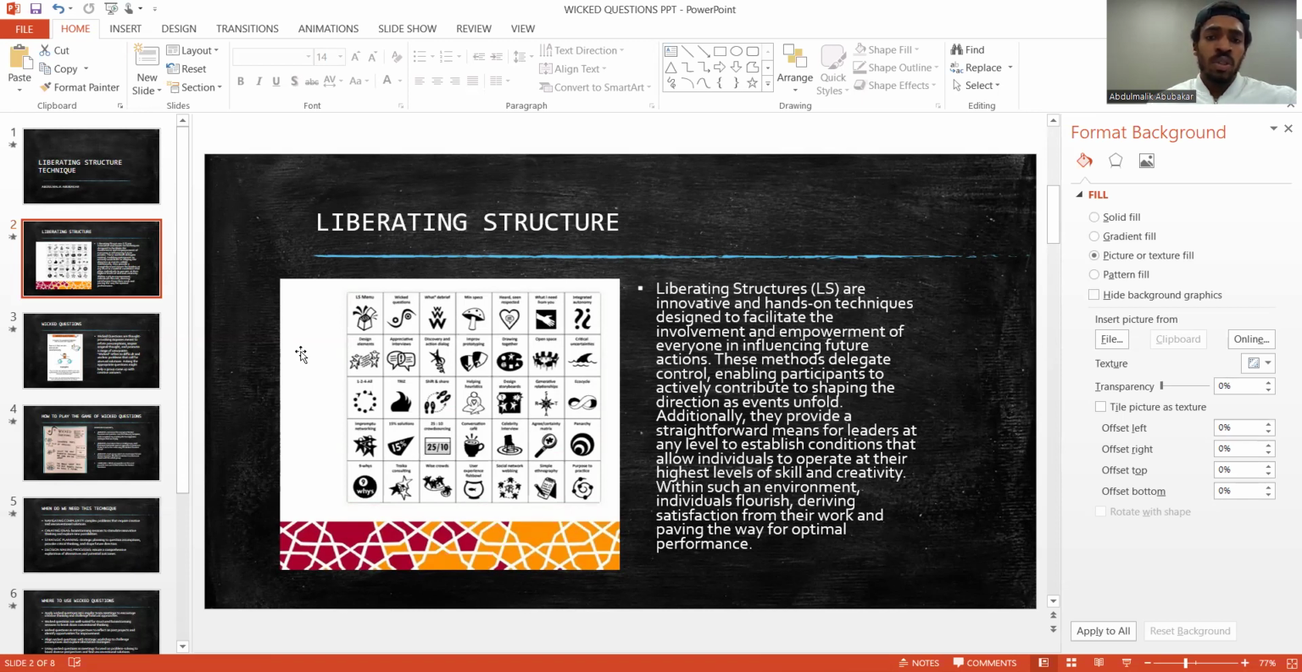In such an environment, individuals flourish, deriving satisfaction from their work, paving the way for optimal performance. In the image here, we have all the types of liberating structures.